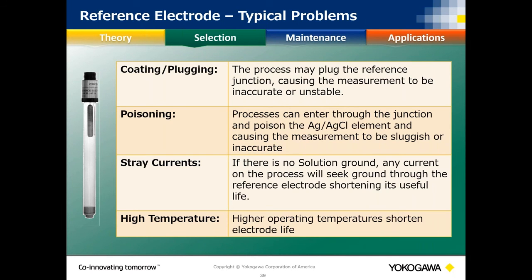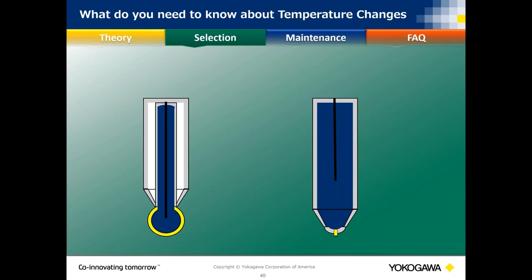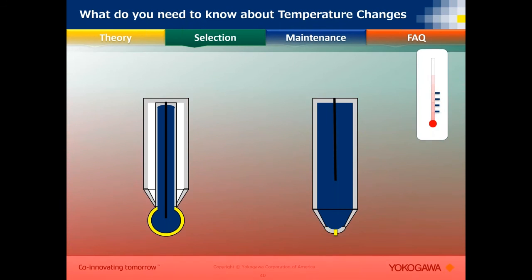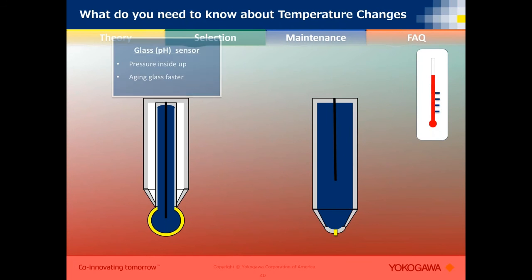Typical problems that we see with the reference electrode most commonly are coating, plugging, stray currents, and high temperatures as well. So just be aware of those. Remember we talked about temperature. I want to take a moment real quick and show you what happens with temperature in the glass electrode.